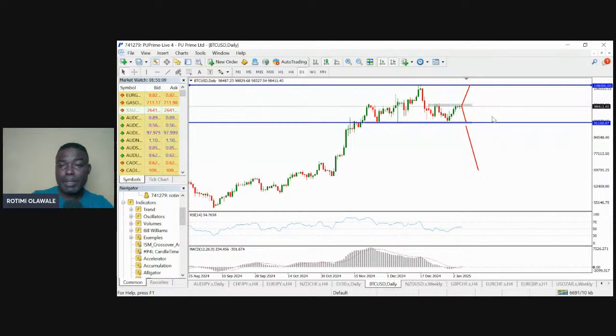So currently my view is this: trade BTC with a lot of caution. A break above current resistance will see price target $108,000 per BTC. Otherwise, price will decline back to $91,000 per Bitcoin. And if price declines back to $91,000 per Bitcoin and breaks that support zone, then we'll have further bearish breakout.